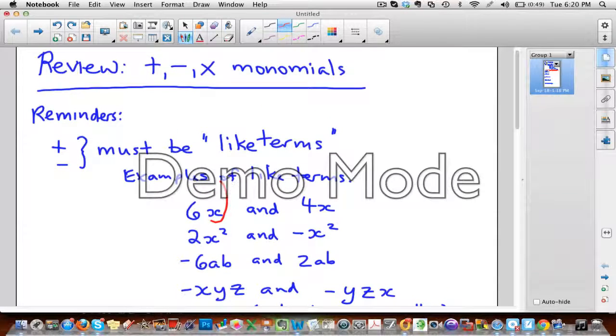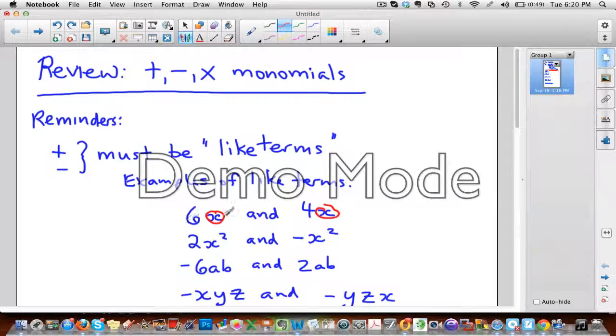They have exactly the same variable with the same exponent. You don't have to worry about the coefficient. Coefficient doesn't matter at all. If you look at the x and the x, that's all you're concerned about. There are 6 of them here and 4 here. In the second example, x squared and x squared are like terms, but they are not like terms to the x above.